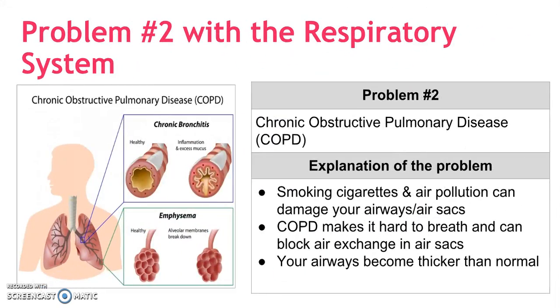Problem number 2 is COPD, chronic obstructive pulmonary disease. You can see that it's a narrowing of your bronchi and your trachea and the tubes that go into your lungs. So what happens? Well, it can be caused from pollution, can be caused from smoking or other damage to your airways. Makes it hard to breathe, and you can't get as much oxygen. So you're really fatigued and tired all the time because you don't have as much energy.